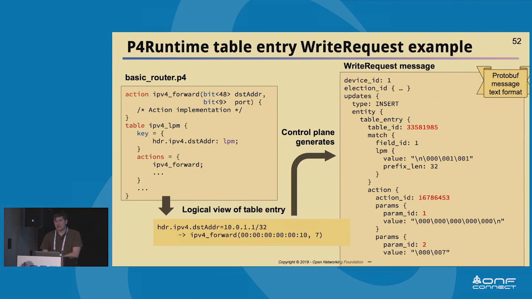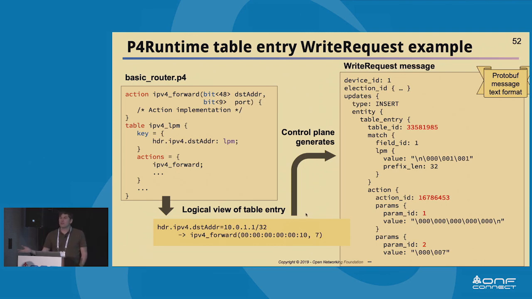So let's see an example of a P4Runtime WriteRequest to insert a table entry in our routing table. So again, given a table defined in P4, and given a logical view of a table entry we would like to insert in this table, in this case, we are matching on this IP address, /32, and we are executing this action, the ipv4_forward action, with this MAC address and port.